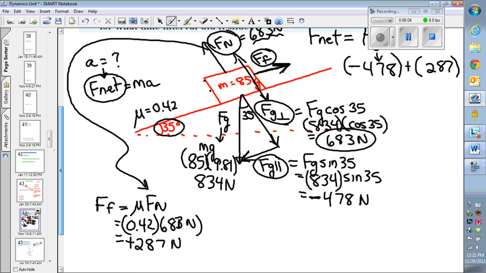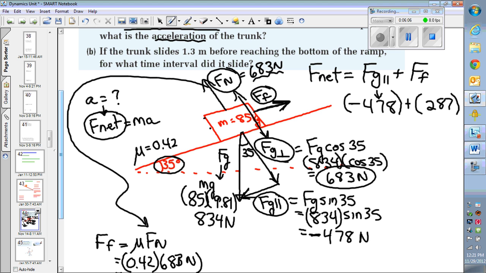So 287. We now know FF and FG parallel. I now have F net. The total force is the sum of those two, where one is a positive and one is a negative. And that comes out to a negative 191 newtons. So that's down the plane. Okay, so negative 191 newtons is the net force.